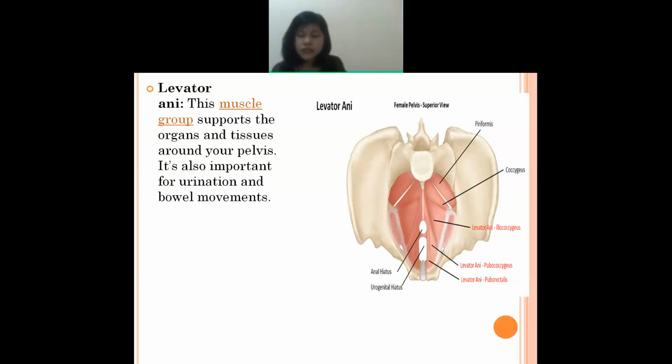In bowel movements, like what? The digestive system part, or your GI tract part, the gastrointestinal tract. So for that system also, the levator ani is responsible. They help you in performing all those things, when you urinate and in the GI tract, the digestive system part.